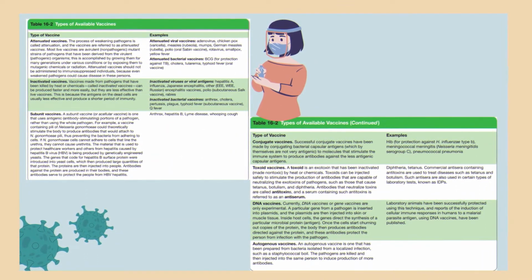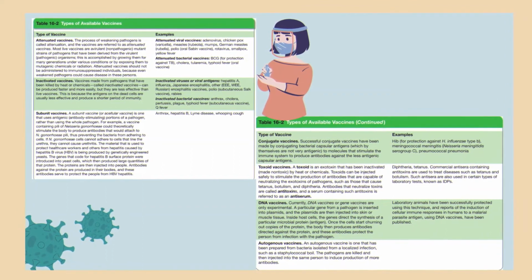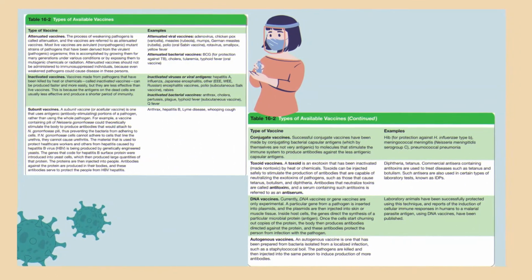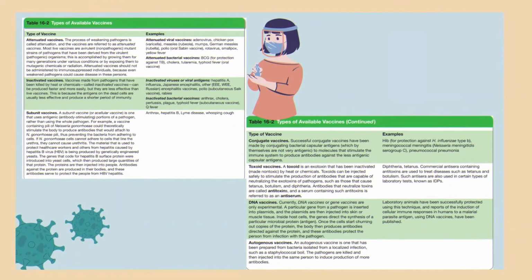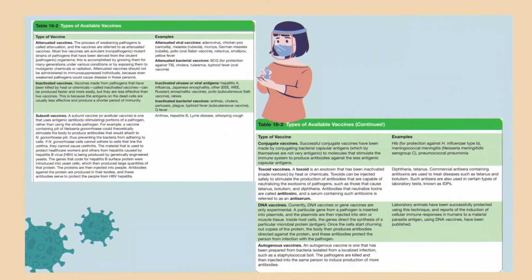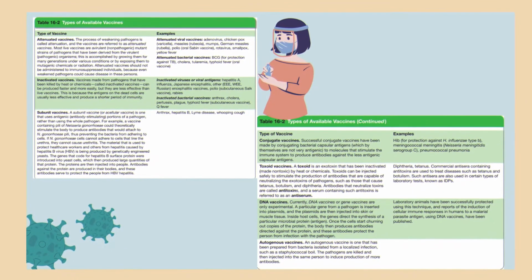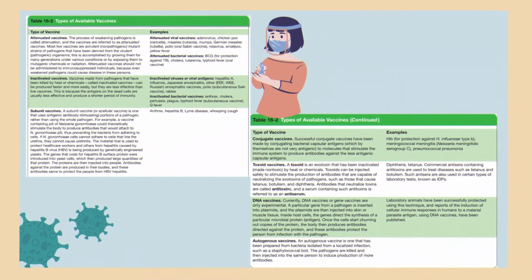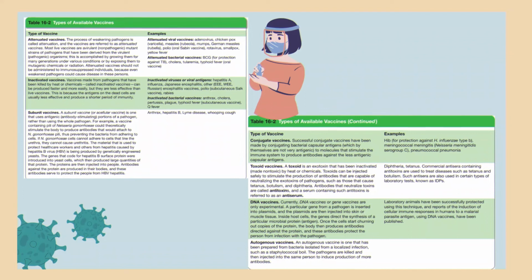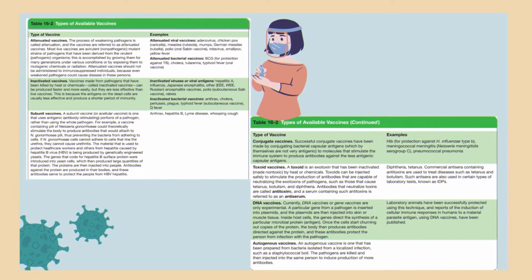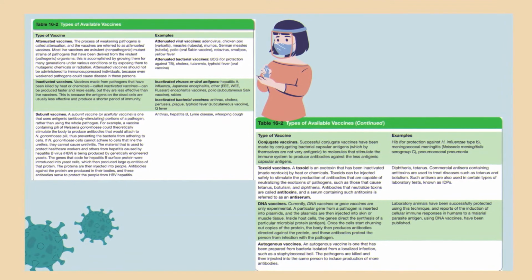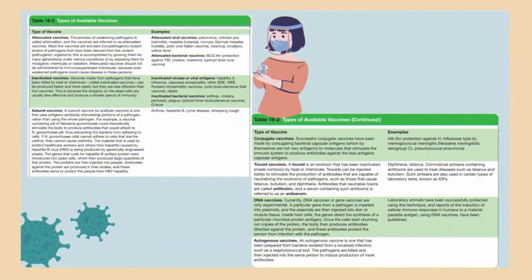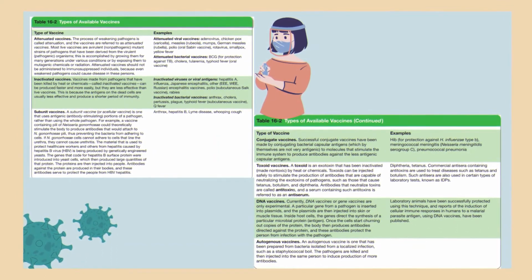Subunit vaccines use antigenic or antibody-stimulating portions of a pathogen rather than the whole pathogen. Vaccines have been made by conjugating bacterial capsular antigens, which by themselves are not very antigenic, to molecules that stimulate the immune system to produce antibodies against the less antigenic capsular antigens. Toxoid vaccines use an exotoxin that has been inactivated or made non-toxic by heat or chemicals. Toxoids can be injected safely to stimulate the production of antibodies that are capable of neutralizing the exotoxins of pathogens.